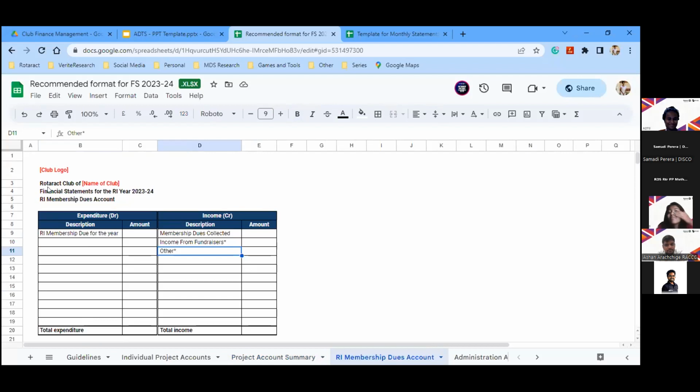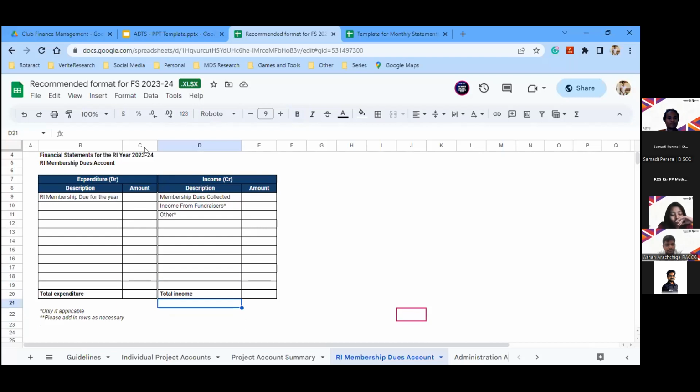Yes, RI membership dues for the year. This is going to be easy, if anything. Not easy, but yeah, of course. Membership dues collected will be considered an income. That's cash coming in. And like Vinuri and Reshaka said, you need a proper plan and a backup for how you're going to fund this. What are you planning on, like backup fundraisers and all of that?